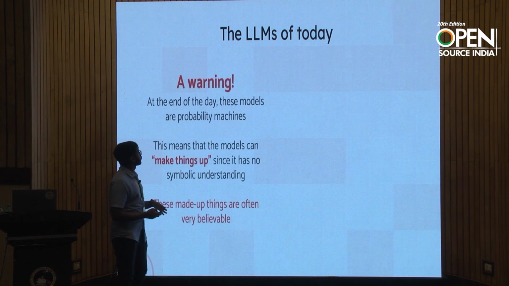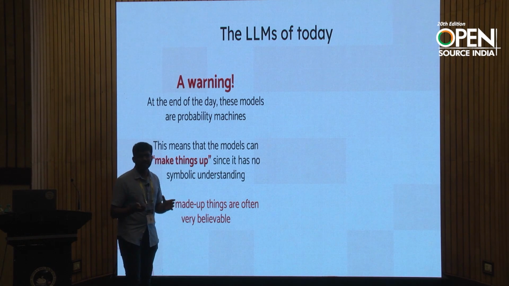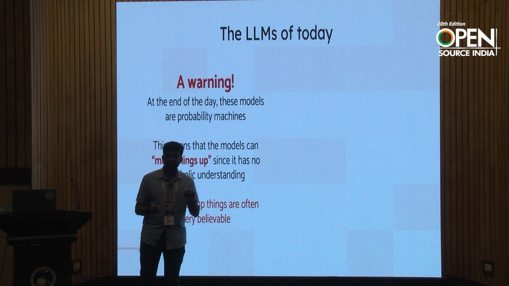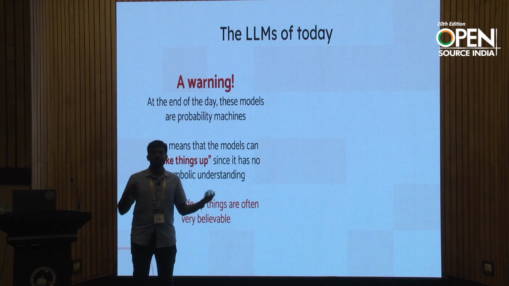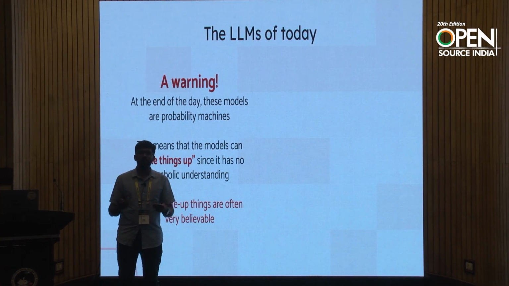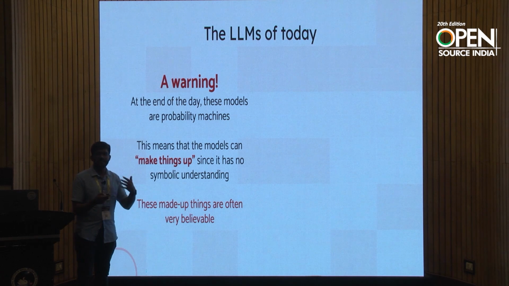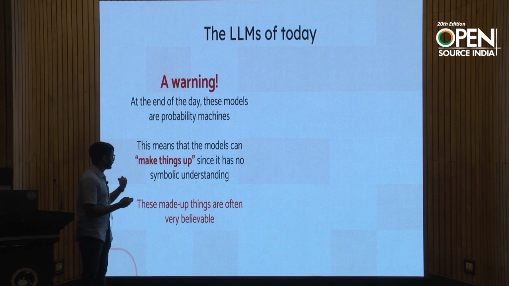Diving into it, this is a warning. Now, you've seen what ChatGPT can do, but at the end of the day, it is a probability machine. It's just predicting the next most likely word. It also sounds very human because it's learned from human text, right? This means that it can easily make things up because it doesn't really reason. It's just predicting the next word.